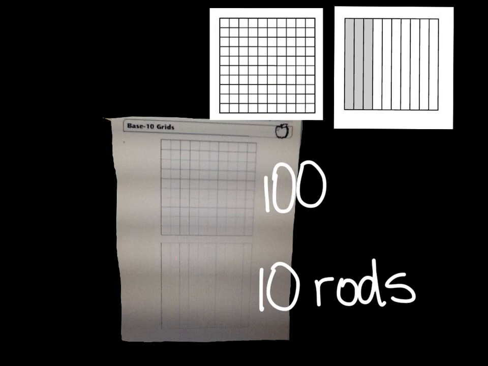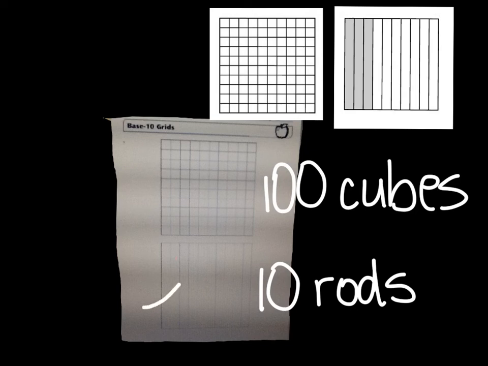At the bottom, you can't see the lines very well, but they're divided into strips, and there are 10 strips. Okay, so think of that as our rods when we use our base 10 blocks. And if we think about our grid at the top, that would be our cubes with our base 10 blocks. So you would need 100 cubes to cover that grid. You would need 10 rods to cover the grid at the bottom.